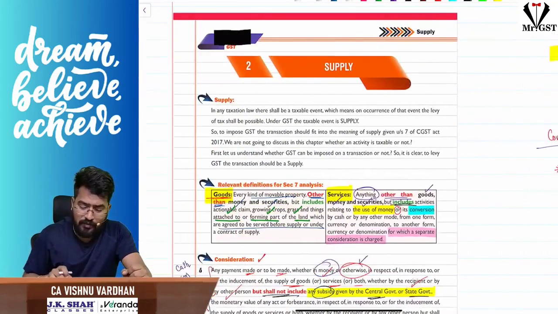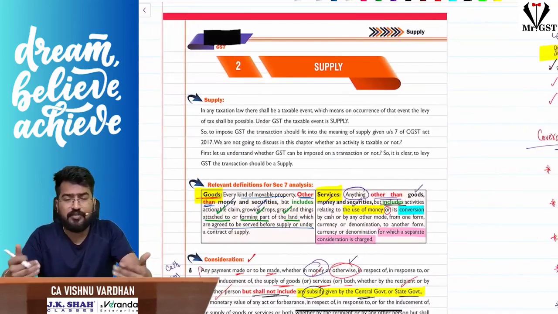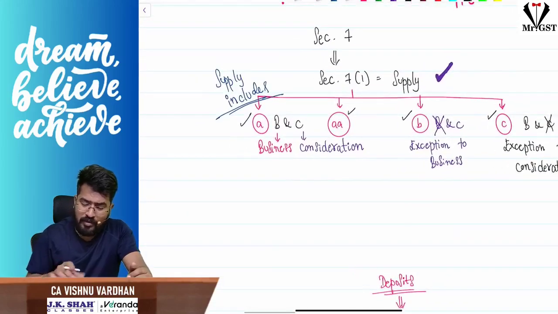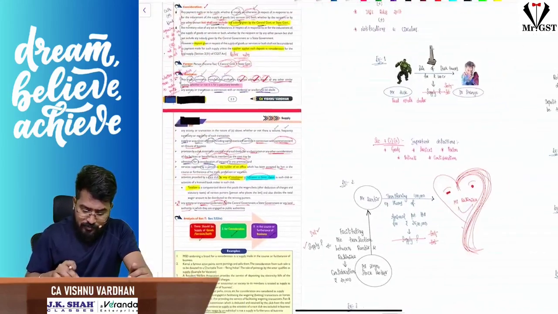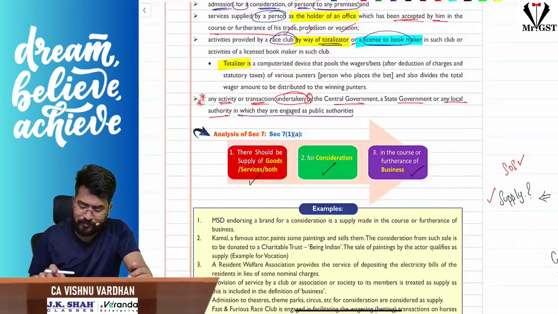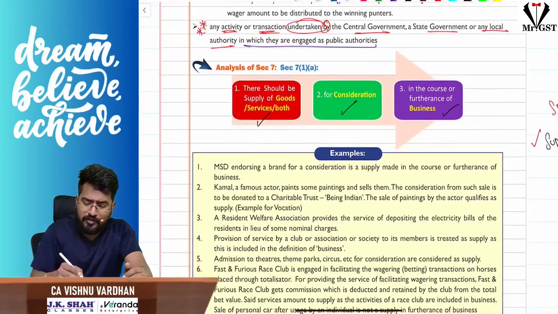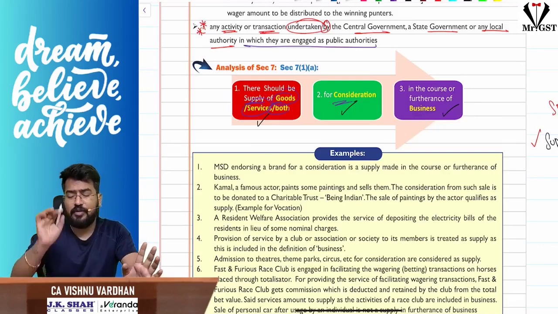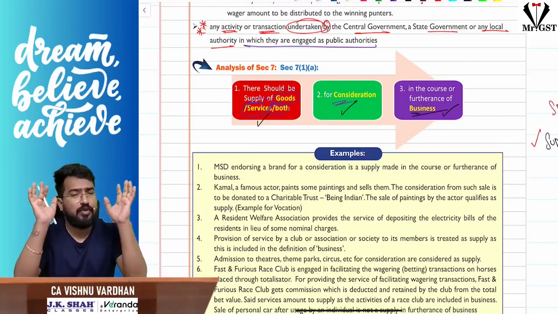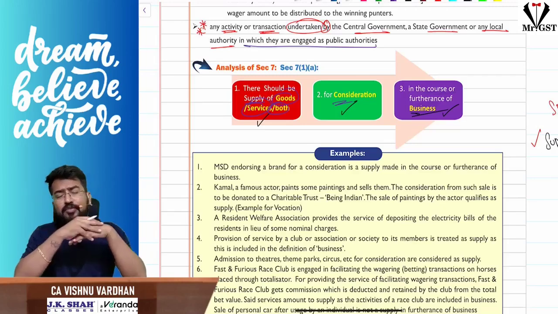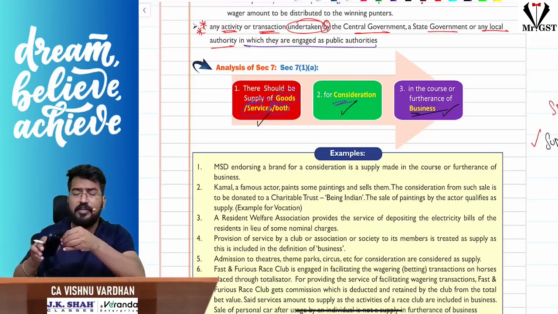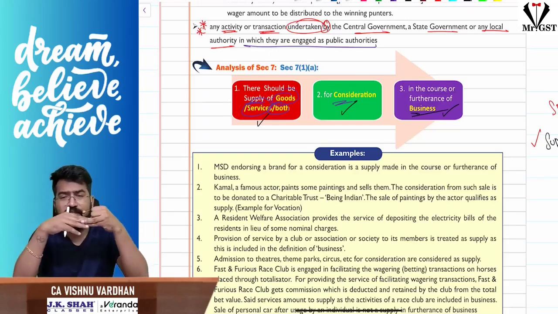Now, before going further, section 7 subsection 1 clause A says: all forms of supply of goods or services or both, for consideration, done in the course or furtherance of business, is what is called supply. That means for a transaction to be called supply, first there should be goods or services or both, next it should be done in the course or furtherance of business, and finally there should be consideration.